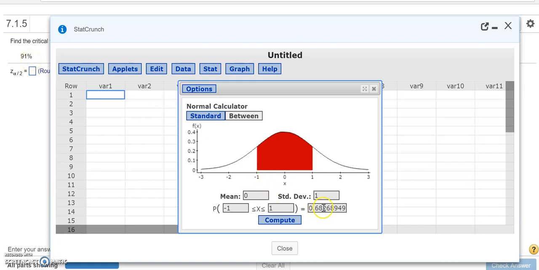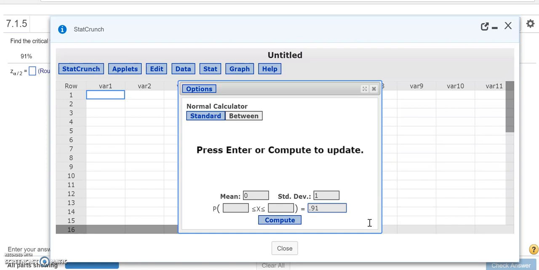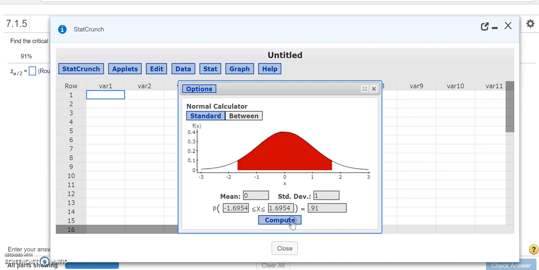The place where I put the area is here, in this box. So right now it's set to 68%. So we're going to change that to 91% to correspond with our confidence level. So I'm going to type in 0.91. We always enter it as a decimal in Statcrunch. And I click compute. So now what I'm given is my standard normal distribution picture. And you can see I have a lower end and a higher end. And this area in the middle is 91% of the total area under the whole curve.